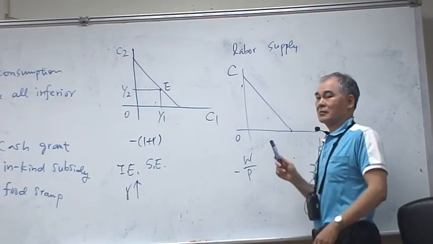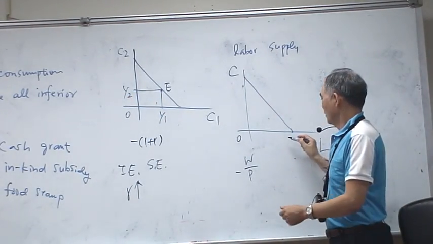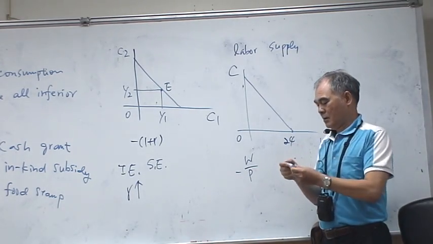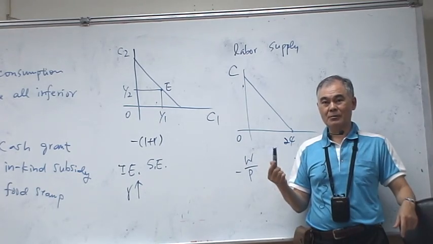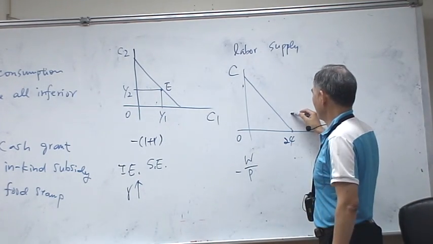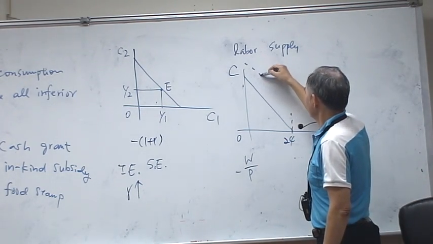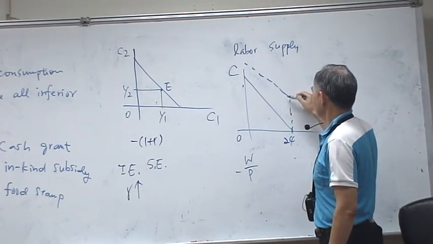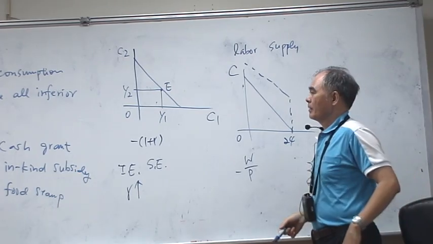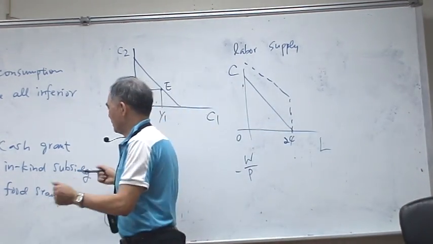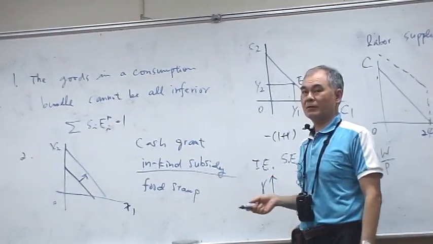But this is different, right? Because no matter how much more you get, you only have 24 hours. So if your income goes up, it will be something like this, okay? So it's not shifted out the whole thing. That's the difference. And when we talk about in-kind subsidy, that's the same thing, right?